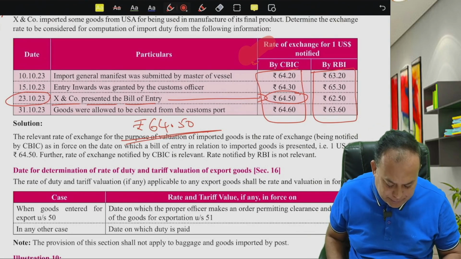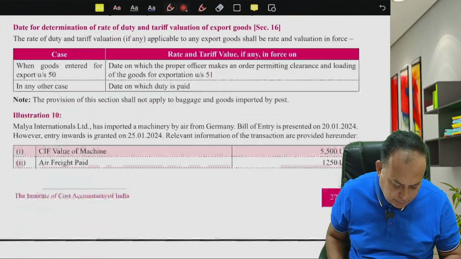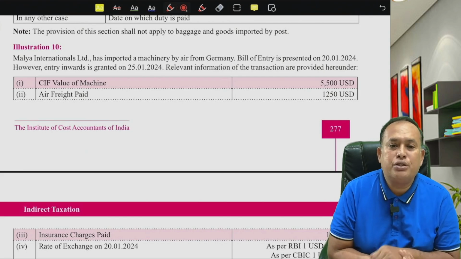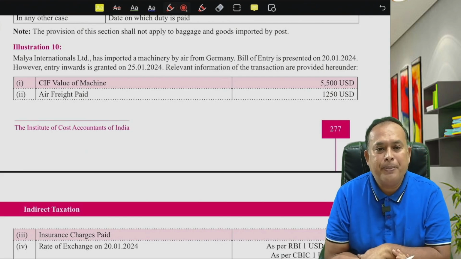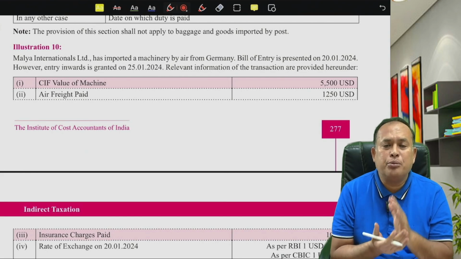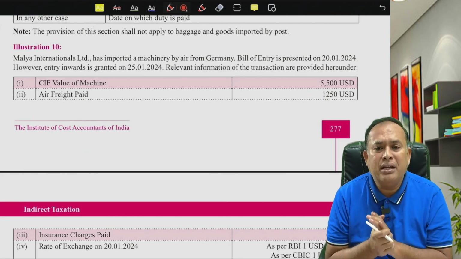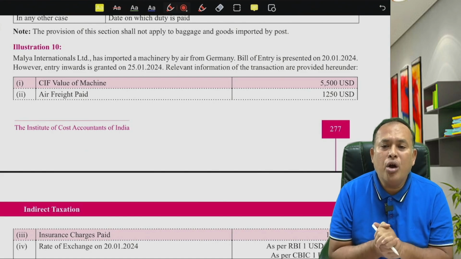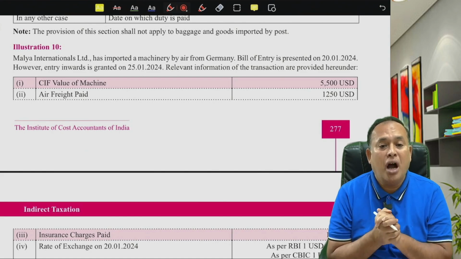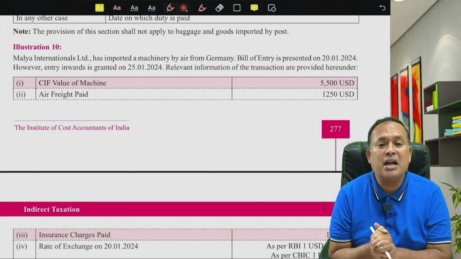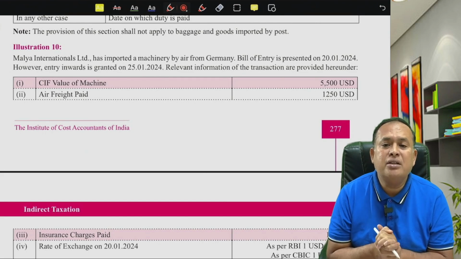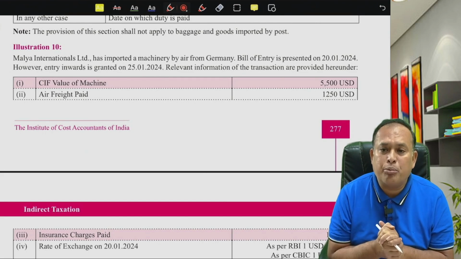Further, referring to you, example 10, illustration 10 from our study material. Malia Internationals Limited has imported a machine by air from Germany. Bill of entry is presented on 20th January 2024. However, entry inward is granted on 25th January 2024. Relevant information of the transactions is provided as under.